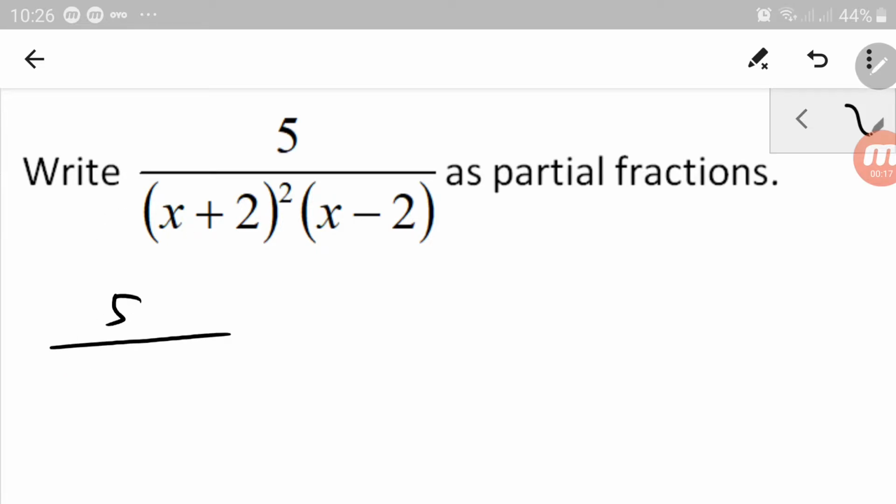5 over (x + 2)^2 (x - 2). Write it as a partial fraction. So we have to figure out what this is.